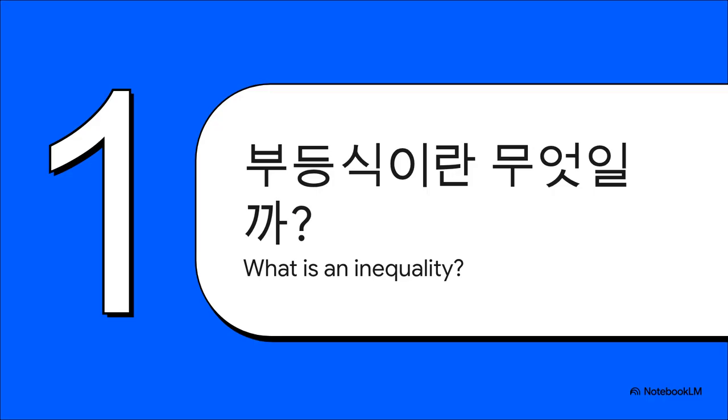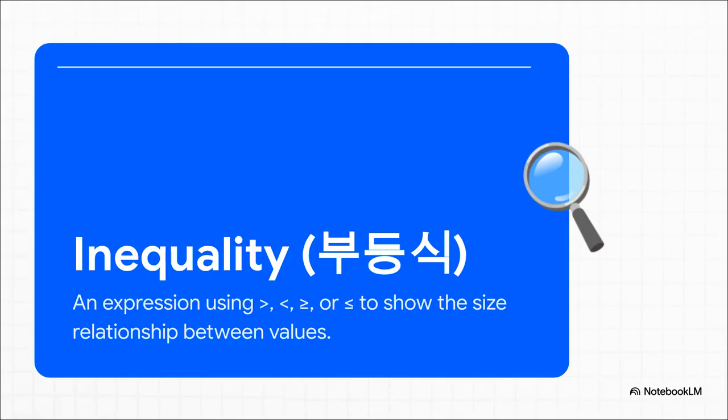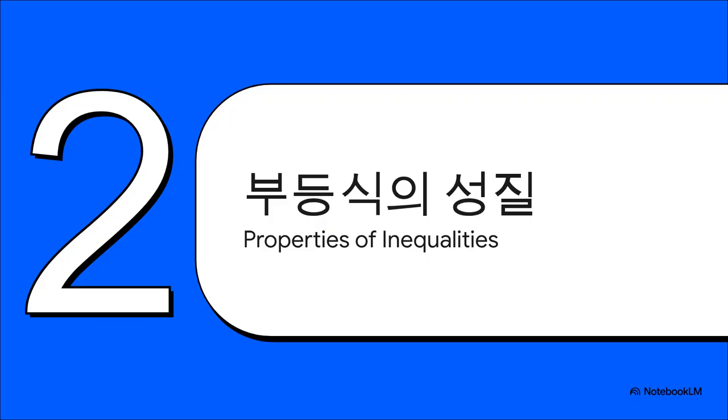Okay, so our first building block here is to get a handle on the main tool for describing these relationships, the inequality. Let's break down what that actually is. An inequality, or bu-deungsik, as our source material calls it, is really just a statement that two things aren't equal. Simple as that. Instead of one equal sign, we get this awesome team of 4 symbols: greater than, less than, and then their cousins, greater than or equal to, and less than or equal to. These little symbols are what let us stop searching for one tiny dot on a map and start defining entire regions of possibilities.